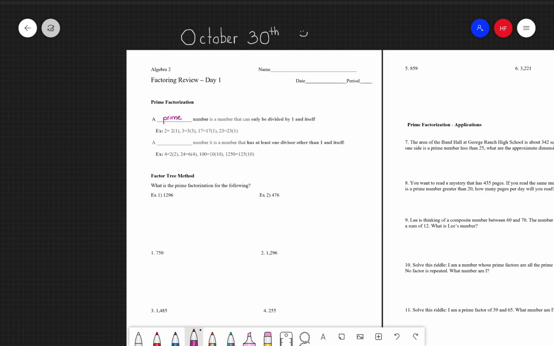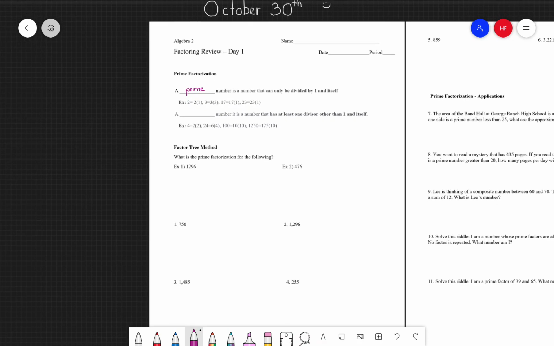Prime numbers can only be divided by 1 and themselves, and then a composite number is a number that has at least one divisor other than 1 and itself. Like I said, 4 can be divided by 2, 24 can be divided by 6 and 4, and so on. So any number that can be divided by another number is a composite number.